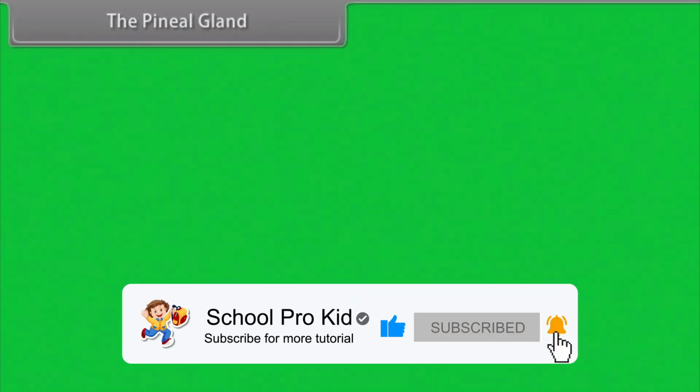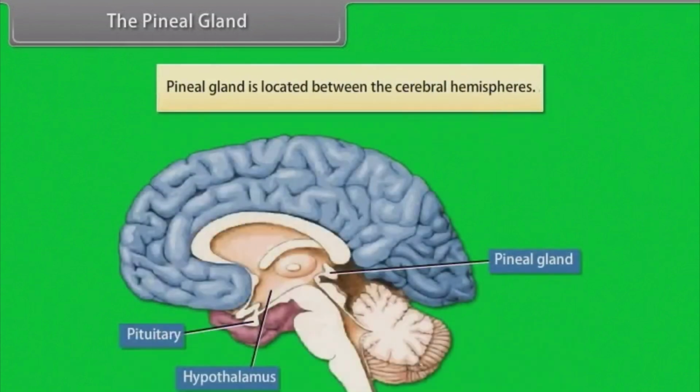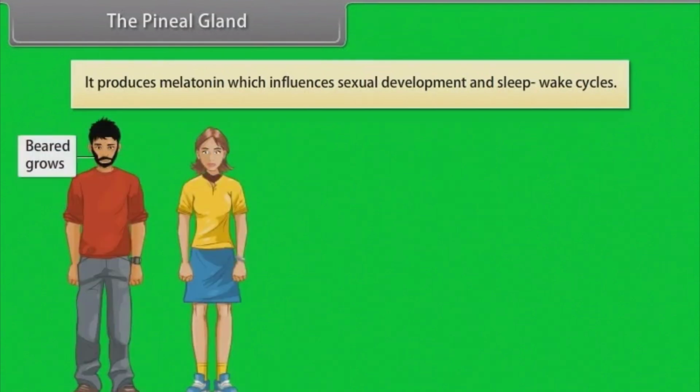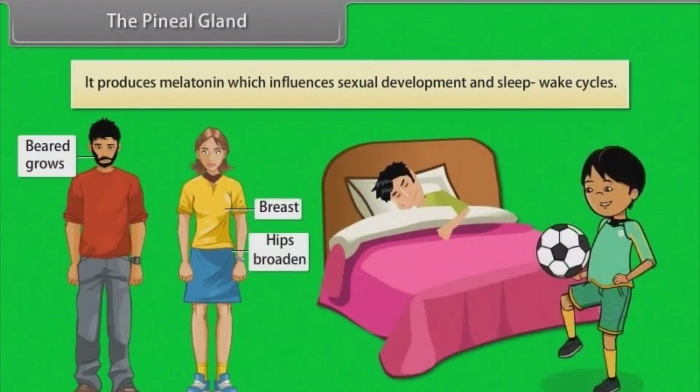The pineal gland. Pineal gland is located between the cerebral hemispheres. It produces melatonin, which influences sexual development and sleep-wake cycles.